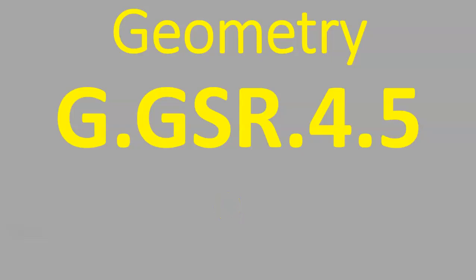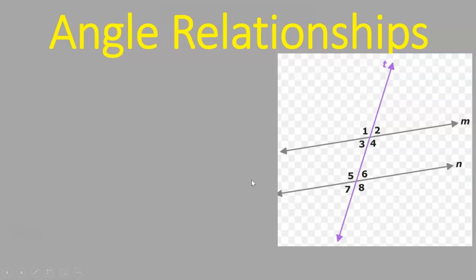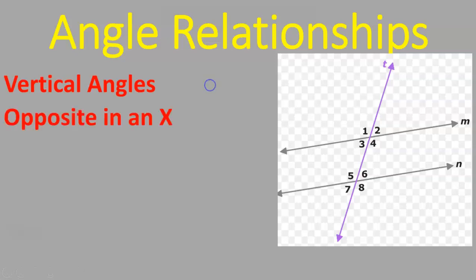All right, Geometry Standards, Geometric and Spatial Reasoning, Standard 4.5. Angle relationships. What we do is name these angle pairs if we have two lines M and N with a line T called a transversal. So if we cross two lines, we have these various angle pairs. We'll name those. Now, vertical angles we've established in the previous video, those are opposite in the X.